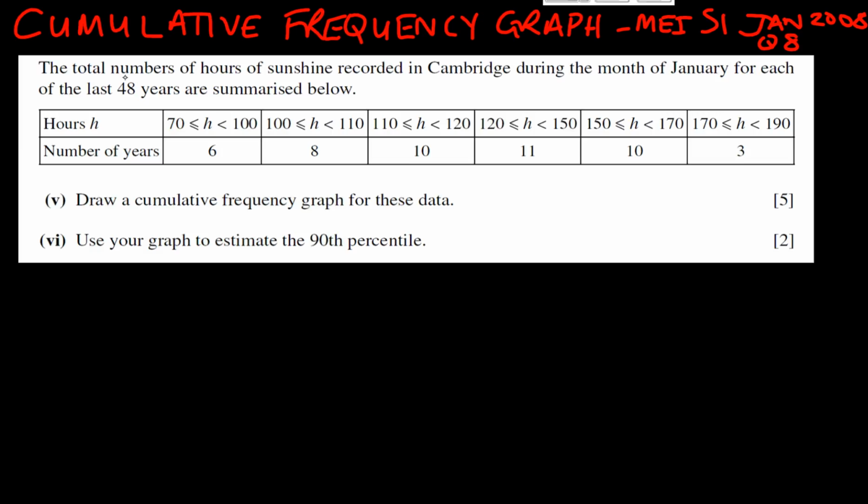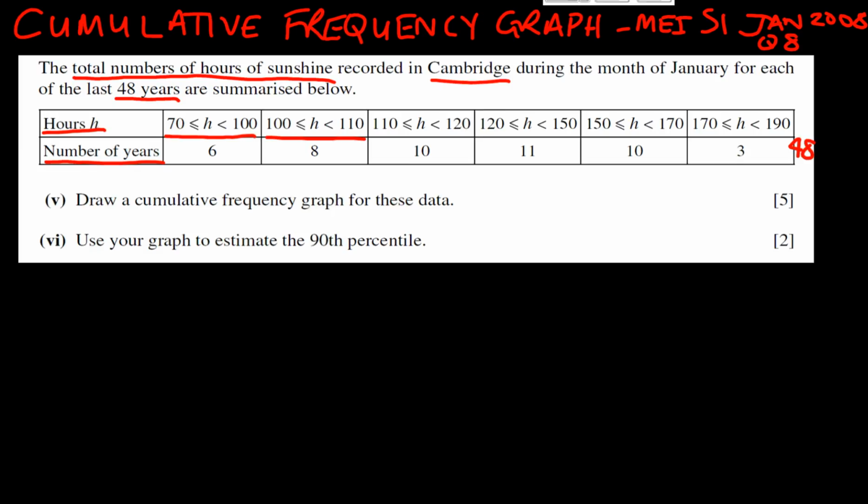It says, the total number of hours of sunshine recorded in Cambridge during the month of January over the last 48 years is summarised below. So we've got hours and we've got number of years. All these figures here add up to 48. And on top here, we've got our class widths that we're going to use in drawing our graph.